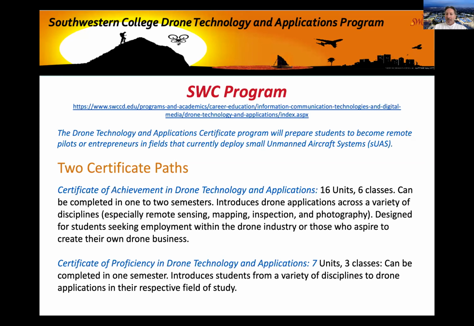So what's the difference? The achievement is 16 units. There's 6 classes. It can be completed in 1 to 2 semesters. We introduce students to drone applications across a variety of disciplines. We hope that the students have a discipline in mind and that we can use drones for their craft.